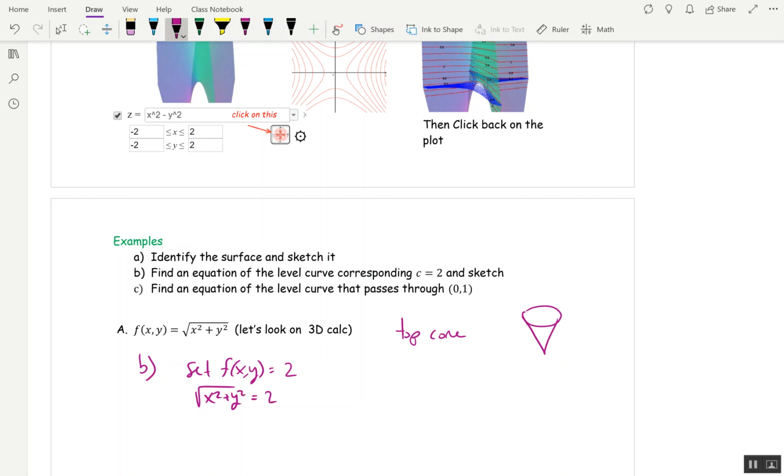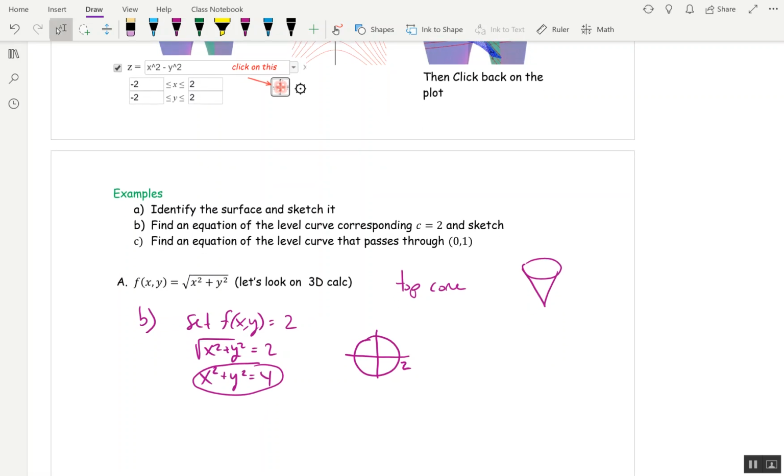All right, if I want to recognize that as something I know, square both sides. X squared plus y squared is 4. That's a circle of radius 2 in the xy plane. Okay, and there's my level curve.